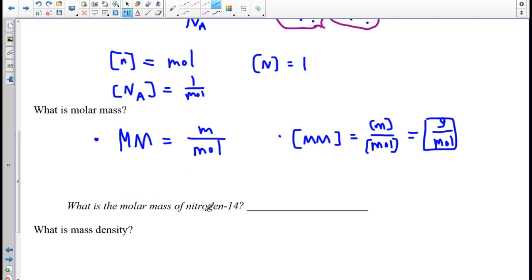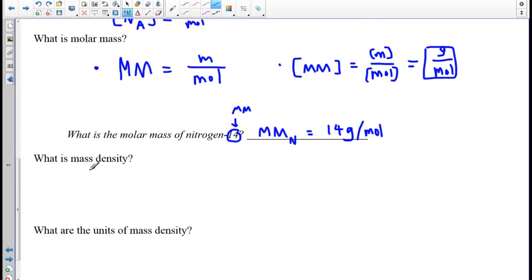So what's the mass of nitrogen-14? Well, the molar mass. When they give you this value at the end, that is actually the molar mass. That's their way of saying the molar mass is 14. So the molar mass for nitrogen is 14 grams per mole.